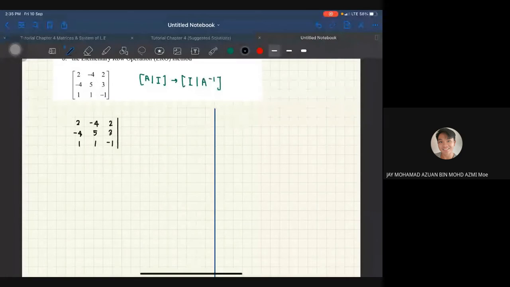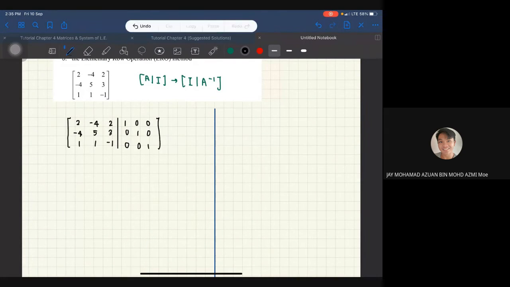Alright, based on this method, what is our aim actually? What is the first thing that we need to do? Any idea?